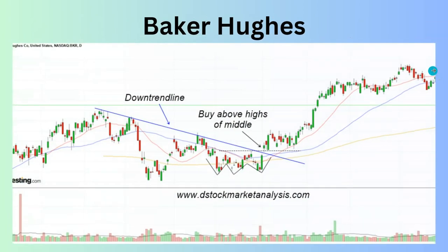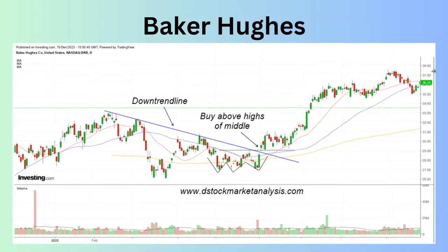Let's take a look at an example. Baker Hughes, I think it's an oil company. This stock dropped all the way down here to the 200-day moving average. This yellow line is the 200 MA. If you know technical analysis, the 200 MA can be a support area, so this is an area of value. Why? Because many stocks will stop dropping when they reach the 200 MA.